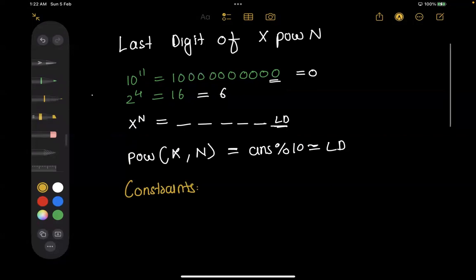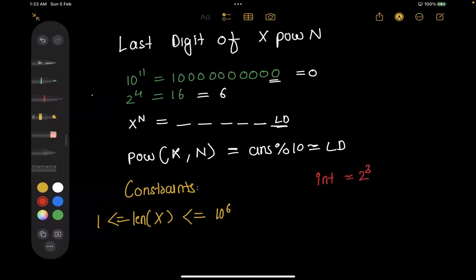it is saying that the length of x, that means the number of digits in x, can be any value between, let's say, 1 and 10 power 6. So let's roughly see how much value we can store in an integer. For integer, the maximum value we can store is around 2 power 31 minus 1. That is nothing but 2 into 10 to the power of 9. Here we can store around 10 digits.